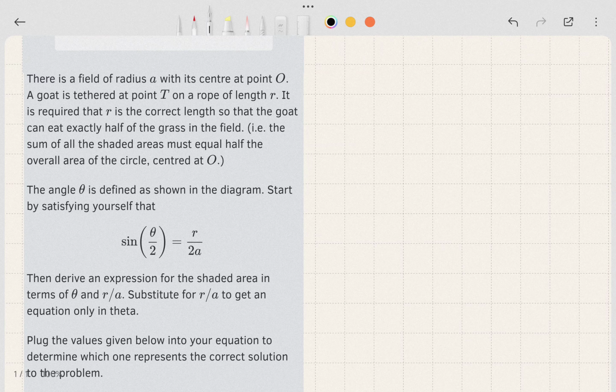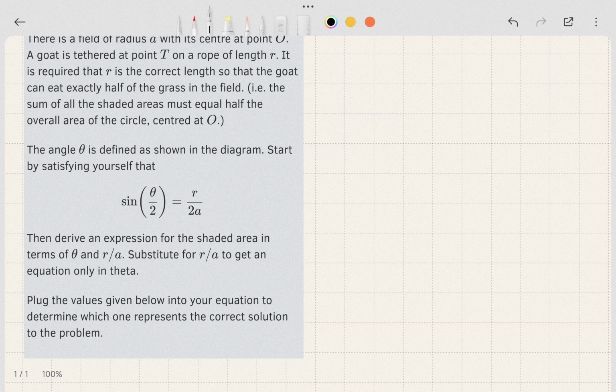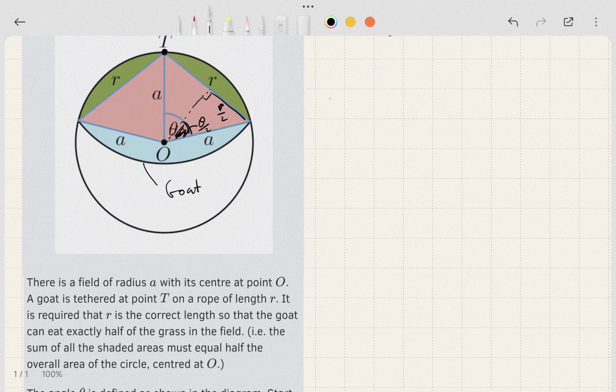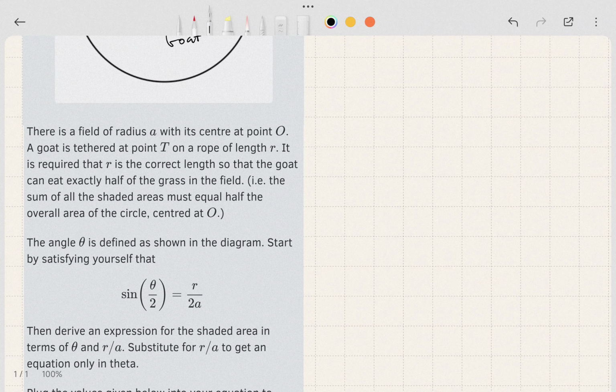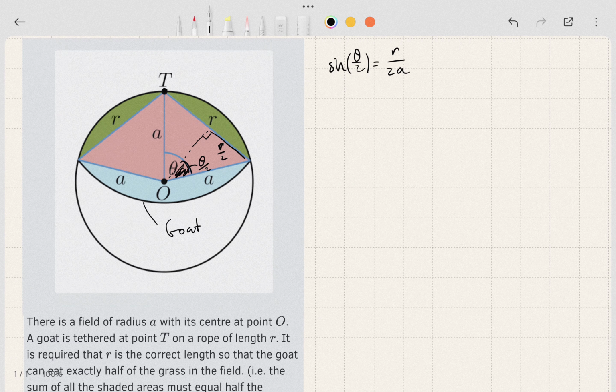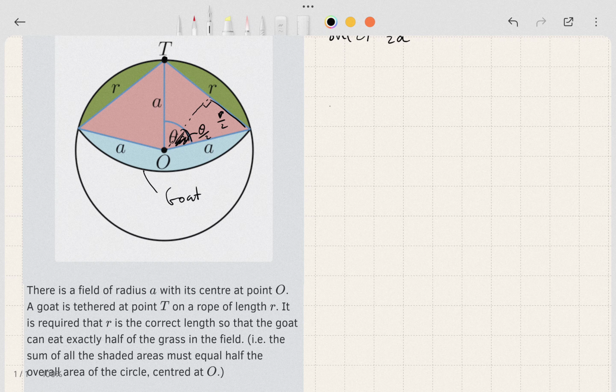Substitute for R over A to get an equation only in theta. Then plug the values given below into your equation to determine which one represents the correct solution to the problem. So the next step is to derive an expression for the shaded area in terms of theta and R over A. The shaded area here can definitely be derived.